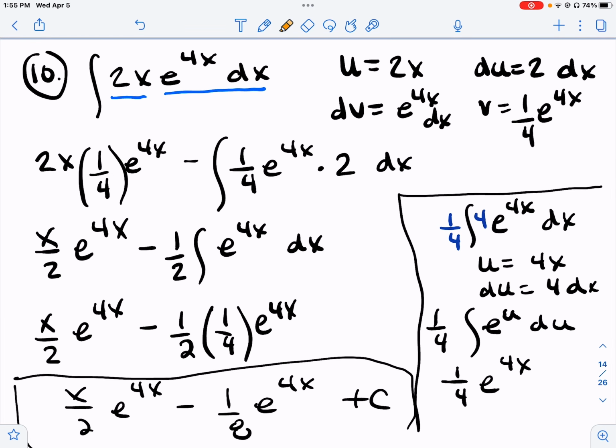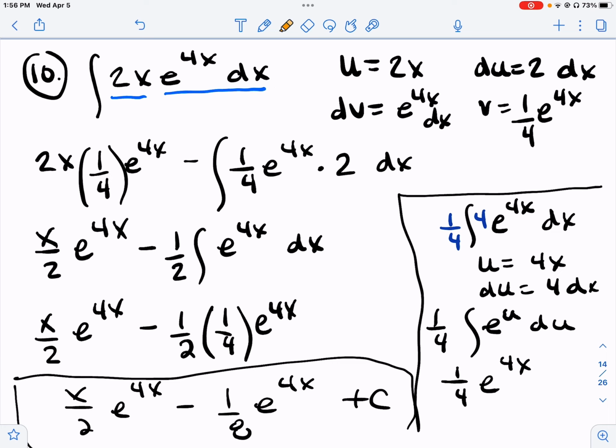Number 10, we've got an integration by parts. So the original is u and dv. Now 2x gets easier if you take the derivative, so u is 2x, which means du is 2dx. So that leaves dv to be e to the 4x dx. So that means v is 1/4 e to the 4x, because you need a 4 for the du, so 1/4 outside.